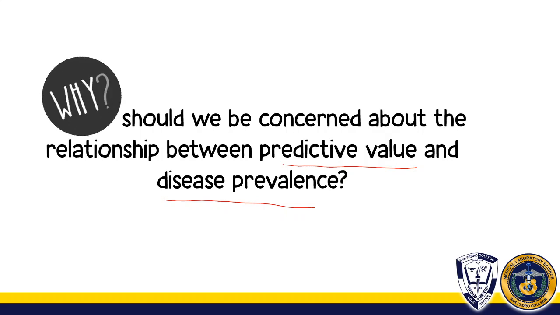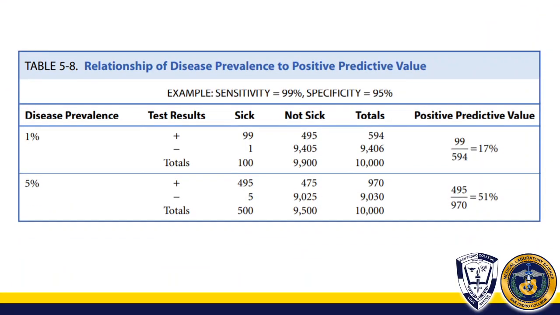So, to answer that question, let us look at this table. This is showing the relationship of your disease prevalence to positive predictive value. So, for example, let's say the test being used has 99% sensitivity and 95% specificity, and our total population is 10,000. Now, in the first table, the disease prevalence is only 1%. In the second, it is 5%. So, how would we fill in this table?